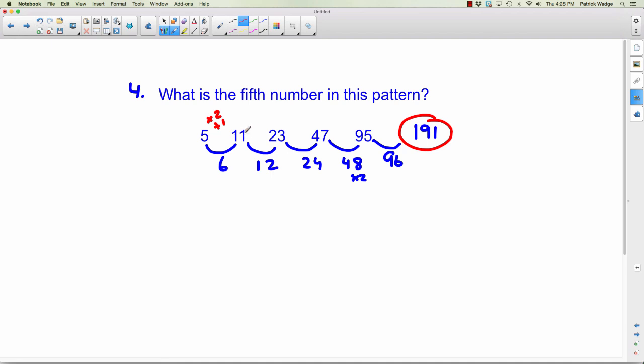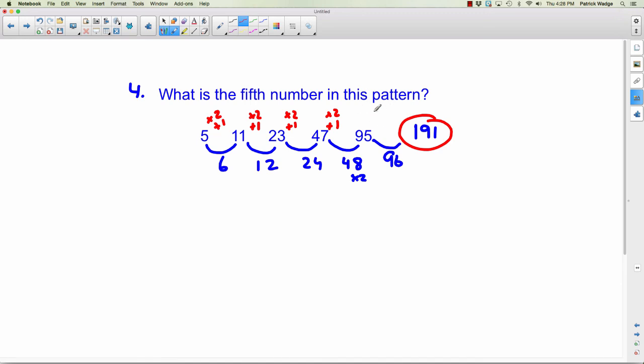Let's see if that works here. If I multiply 11 by 2, I get 22. And then I add 1, I get 23. So I'm multiplying by 2, I'm adding 1. Let's try again. 23 times 2 is 46, plus 1 is 47. It's working. Multiply by 2, add 1. If I take 47 and I multiply by 2, I get 94, and add 1, I get 95.